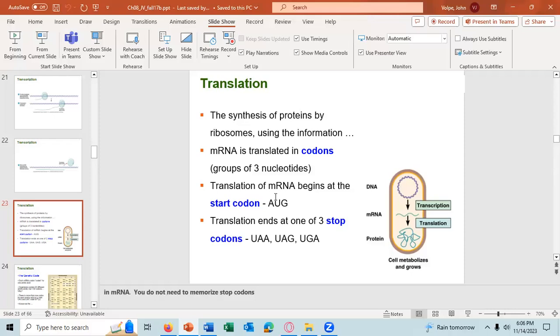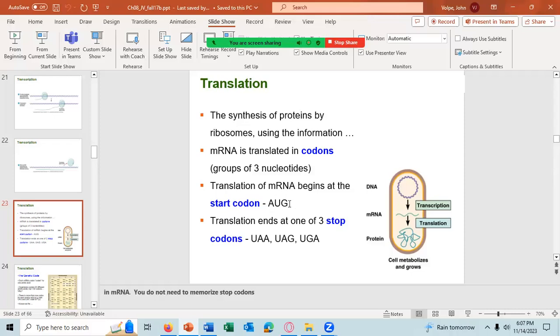So on the messenger RNA, nothing is done until the ribosome reaches the start codon, which is AUG. And remember, besides being the start codon, AUG also codes for the amino acid methionine. And then the ribosome will read the codons as it moves down the messenger RNA in groups of 3, and it will translate those codons into amino acids.